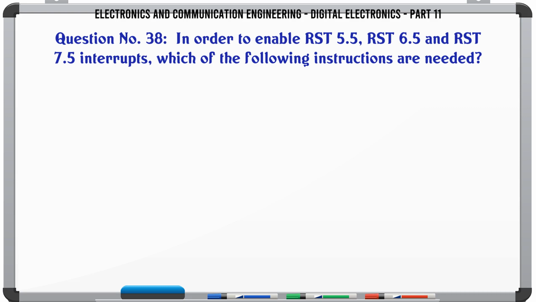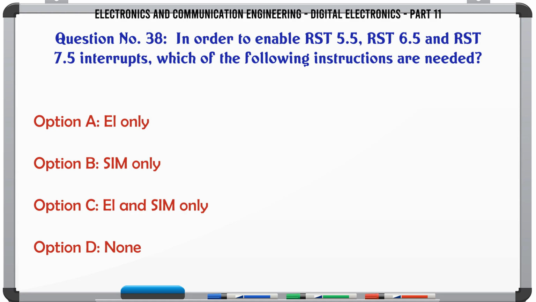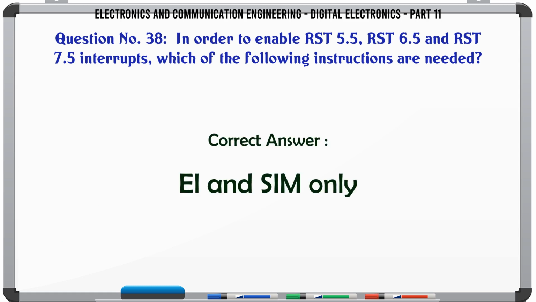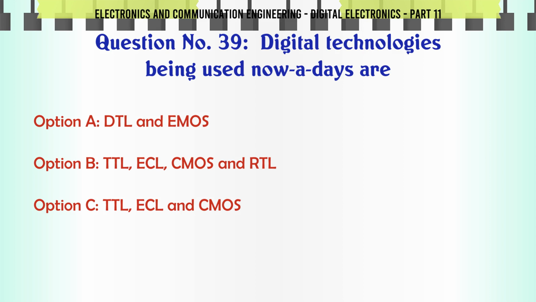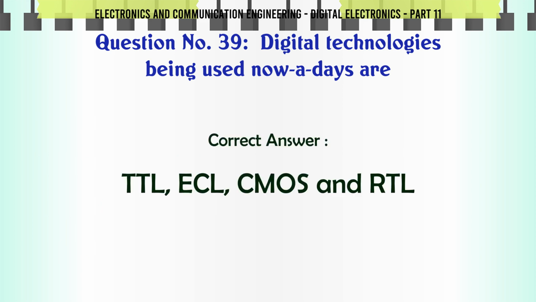In order to enable RST 5.5, RST 6.5 and RST 7.5 interrupts, which of the following instructions are needed? A. EI only, B. SIM only, C. EI and SIM only, D. None. The correct answer is EI and SIM only. Digital technologies being used nowadays are A. DTL and MOS, B. TTL, ECL, CMOS and RTL, C. TTL, ECL and CMOS, D. TTL, ECL, CMOS and DTL. The correct answer is TTL, ECL, CMOS and RTL.